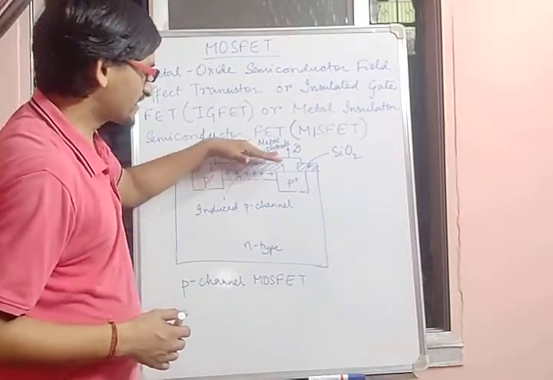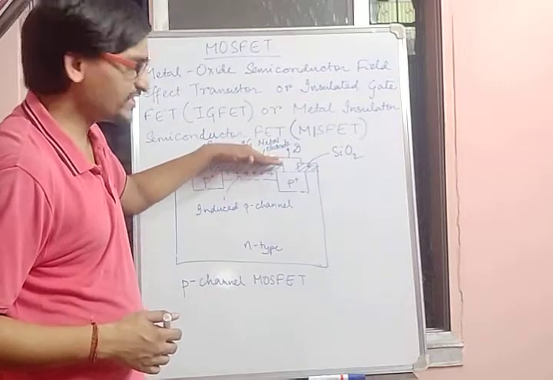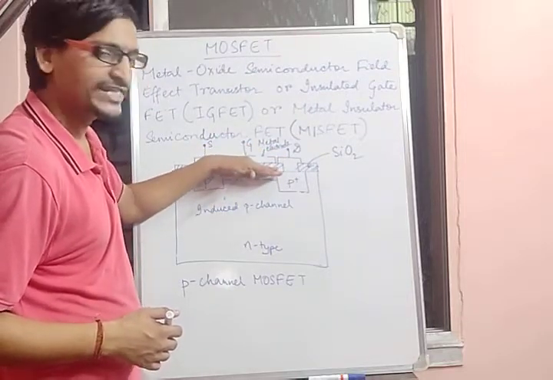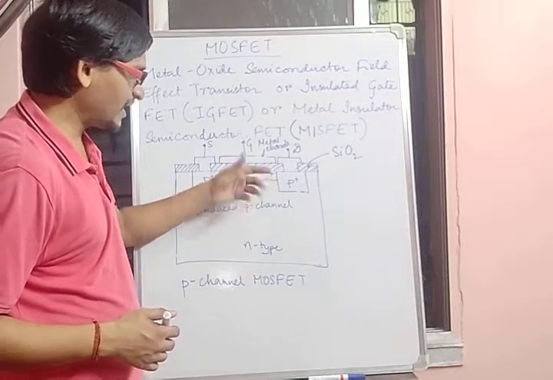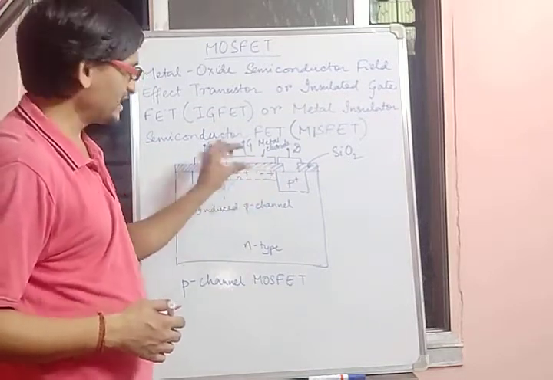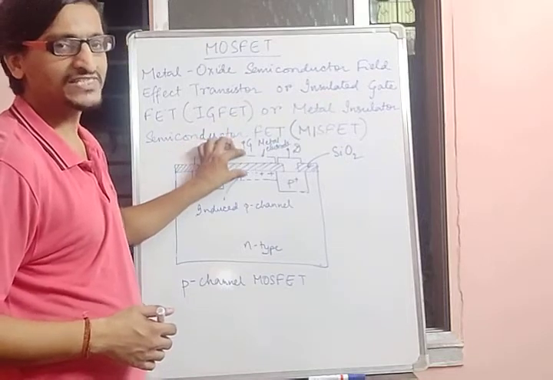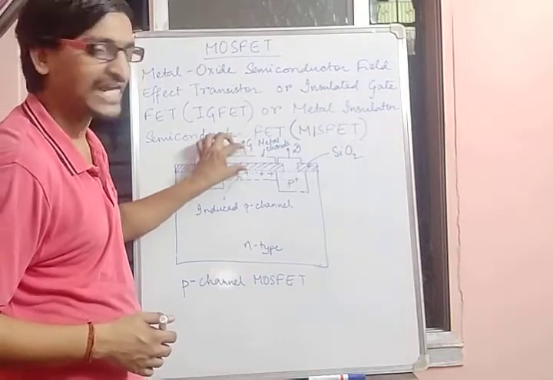So now this gate, along with this silicon dioxide layer and this channel which will be formed, this basically acts as a capacitor.